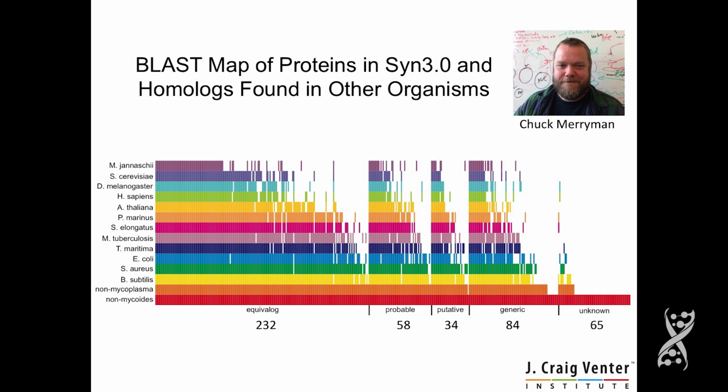Putative is still reasonably confident, but perhaps some question. And then we come to generic, where we have some information. For example, it's a transport or membrane protein. We don't know what it does. Or it's a hydrolase or an ATPase or an esterase or something else, but we don't know exactly what substrates it works on. Generic, 84, and then 65 genes, we don't have a clue. There's nothing in the literature, at least by blast analysis, hinting at what they do.